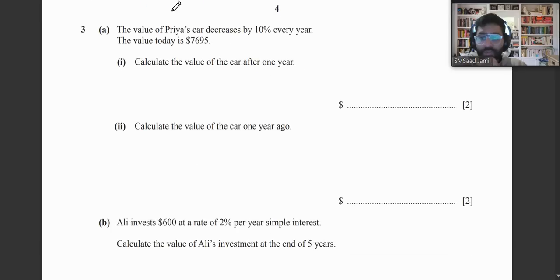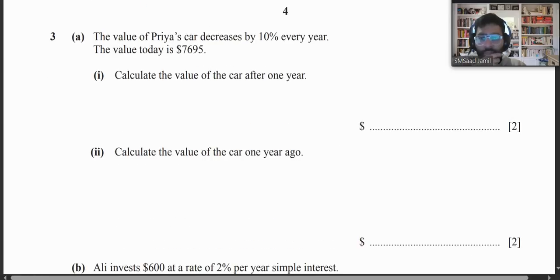Alhamdulillah, done with this. Now the next question, it says the value of Priya's car decreases by 10% every year. Today's value is 7695. Calculate the value of the car after 1 year. Okay. So look guys, the way I teach my students this question is cross multiply. Write over here the dollar sign. Write over here the percentage.